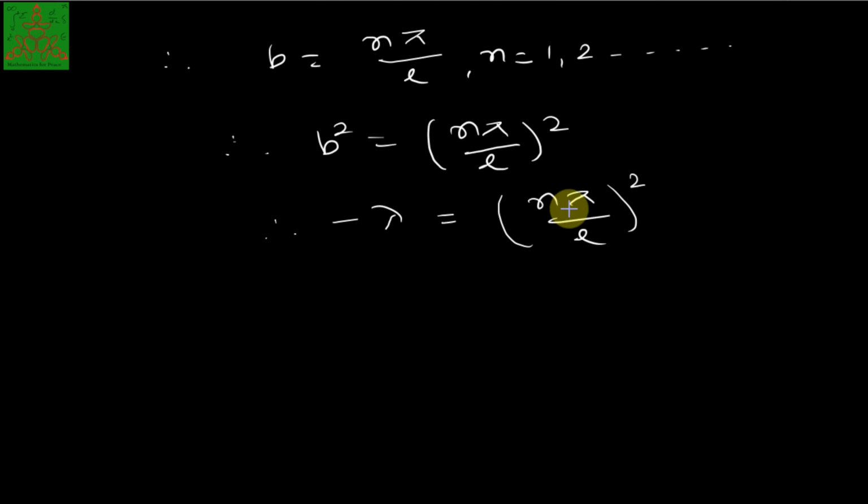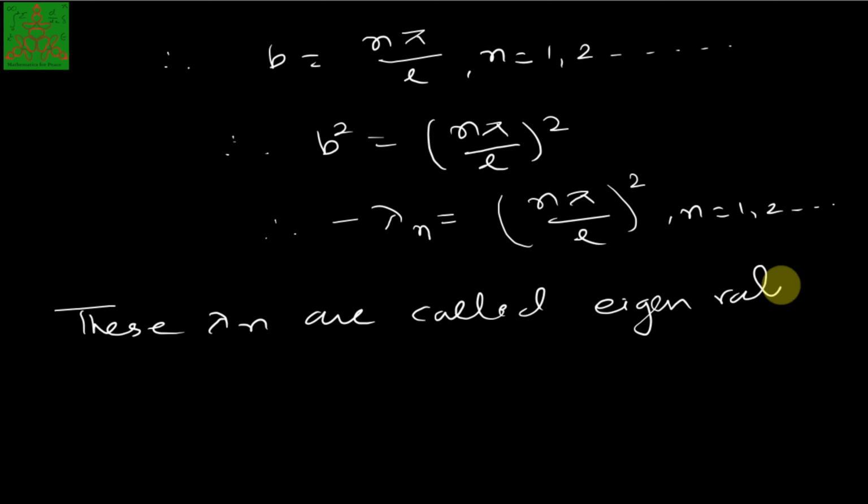This lambda actually depends on n, so I'm writing it as lambda n, with n running from 1, 2, 3 and so on. So I can say that this lambda n is the eigenvalue. These lambda n are called eigenvalues. And what are the eigenfunctions? That is the solution for our value of lambda, that is X of x.